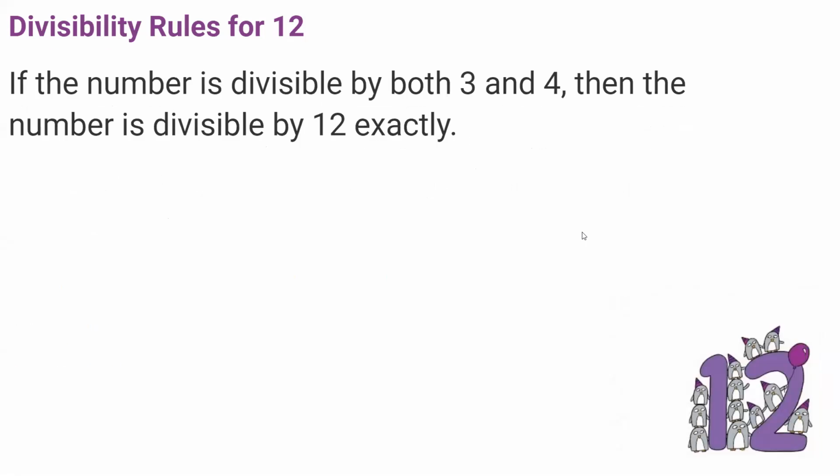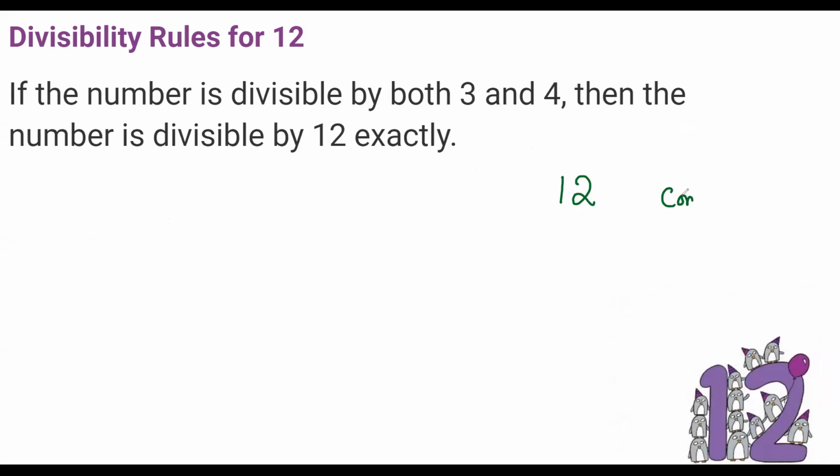So divisibility rule for 12: whenever you have a composite number, what we need to do is break it into its prime factors. So here we have 4 and 3. So we have to check whether the number is divisible by 4 and 3, right? If it is divisible by 4 and 3, the number will be divisible by 12.